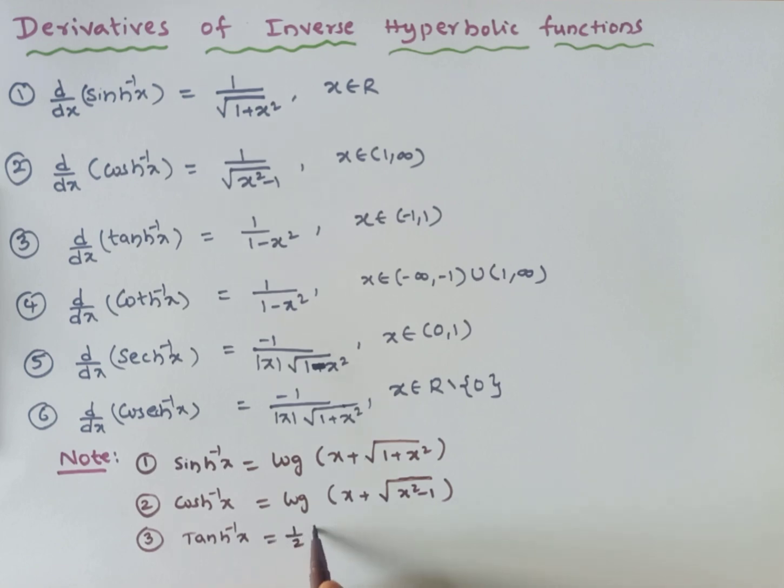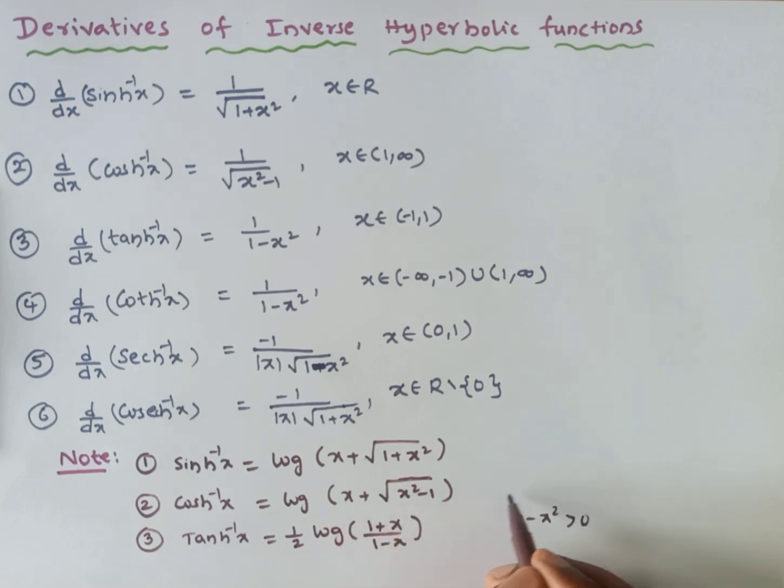It is 1 by 2 into the logarithm of 1 plus x divided by 1 minus x. Here the value 1 minus x square is greater than 0, whereas in this one x must be greater than or equal to 1, then only it is possible, right? Otherwise the square root of a negative number is not possible, therefore x square is strictly greater than 1. Less than 1 is not possible.